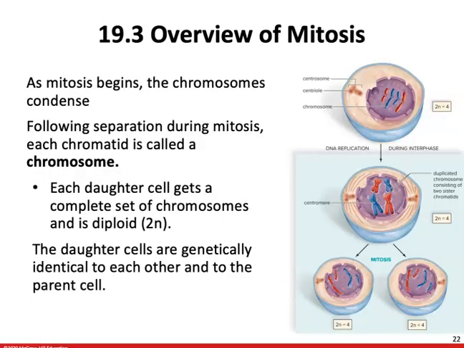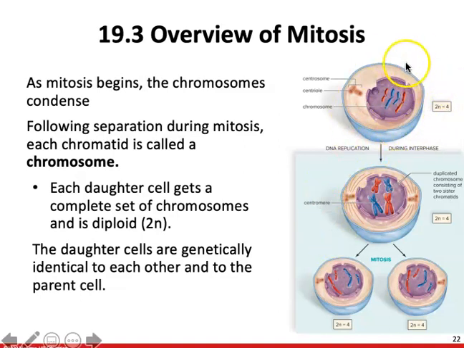As mitosis begins, the chromosomes are going to condense down. So we had that very loosey-goosey chromatin that was sort of all bunched around, filling up the nucleus. During the process of mitosis, those chromosomes are going to condense down. Following the separation during mitosis, each chromatid is going to be called a chromosome. Each daughter cell is going to get a complete set of chromosomes and will be considered diploid.